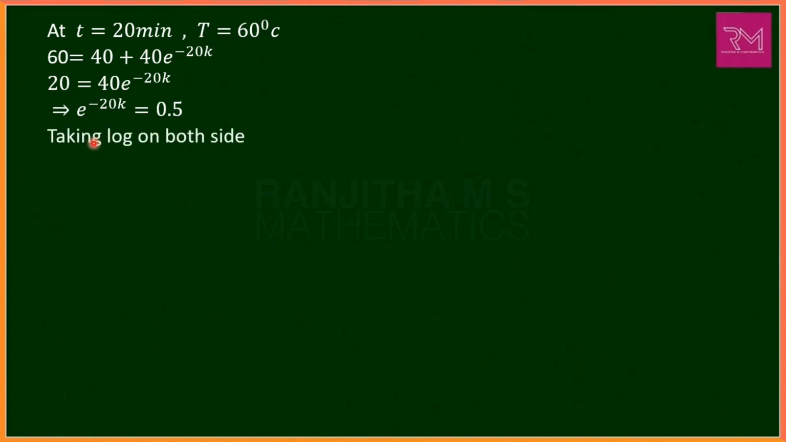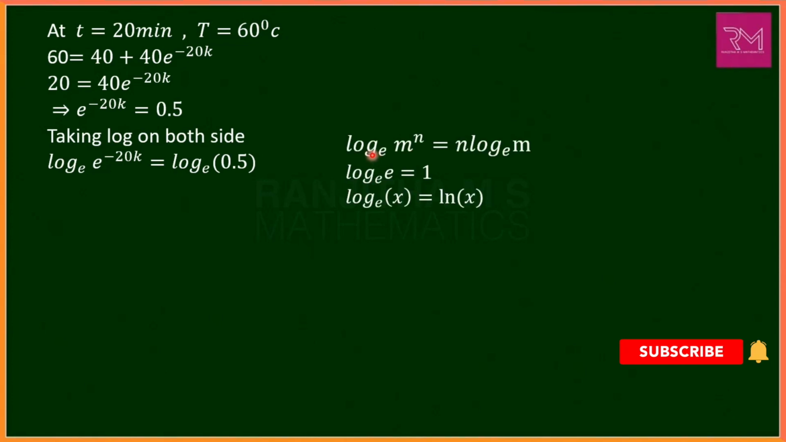Next step, we have to take log on both sides. We get log of e power minus 20K, with base e, which is equal to log of 0.5 to the base e. We know from the logarithmic formula that log of m power n can be split as n log m. So this is of the form log m power n, and we can split this value as minus 20K into log e to the base e. Also we know that log e to the base e value is 1. Hence we get the value on the left hand side as minus 20K.